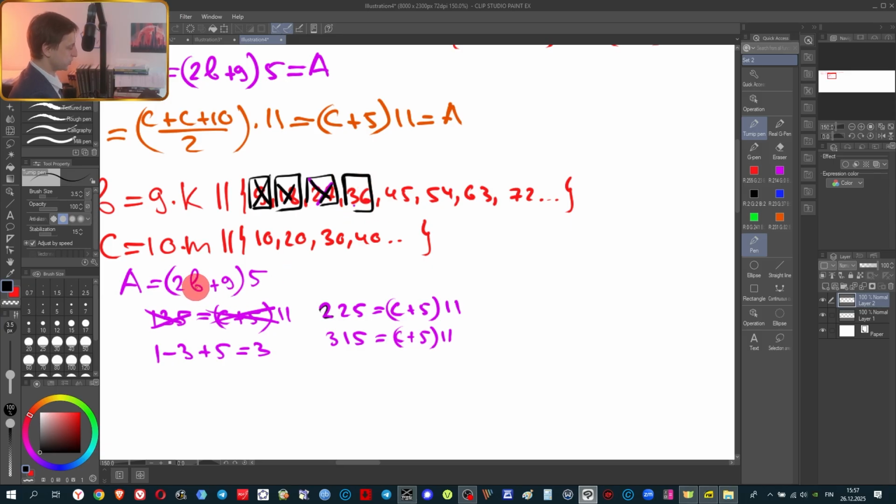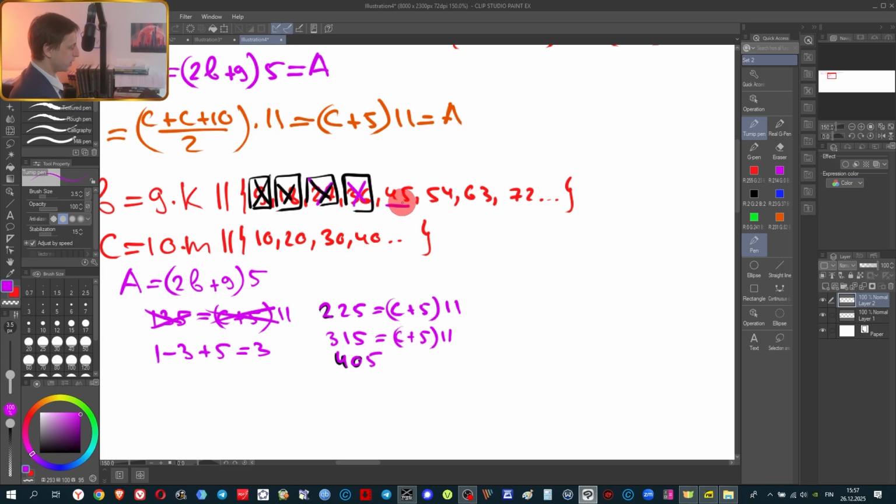36 times 2 is 72 plus 9 is 81. 81 times 5 is 405. 405 instead of a. Again, it is not divisible by 11. So this one will not work for us. And once again, you should stay calm. It's very important not to panic when you have several options that don't work for you. You should keep some patience, and it's very important to continue.